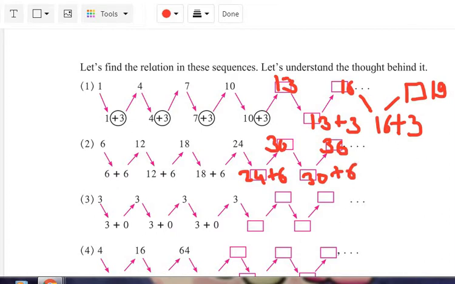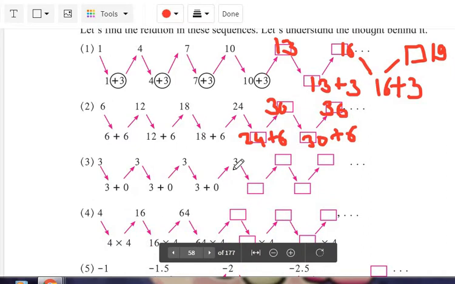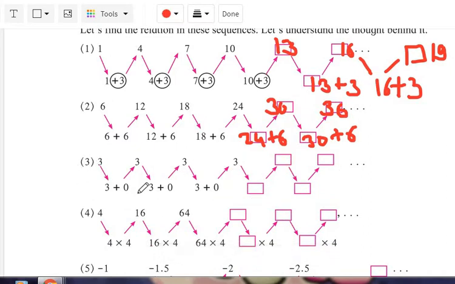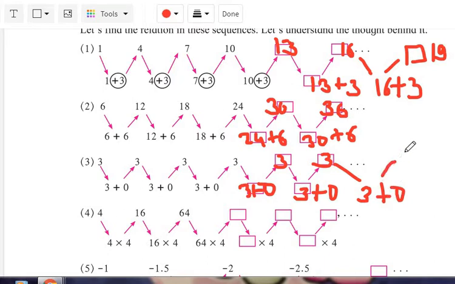Then next, third question is 3, 3, 3, 3. That means only 3. 3 plus 0, 3 plus 0, 3 plus 0. Here it is also 3 plus 0. Here we have to write 3 plus 0 because 3 is common. Same number repeated. Again here suppose a box, then 3 plus 0. Again here it is 3 and so on.